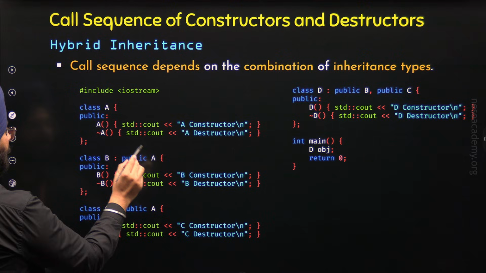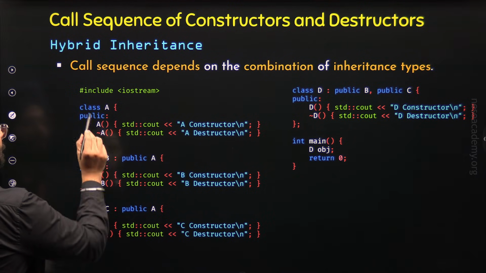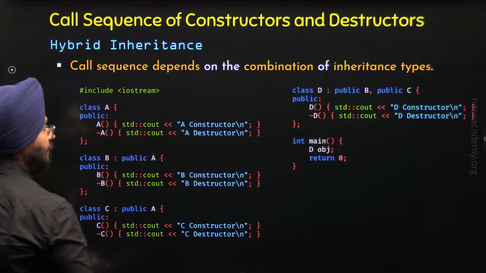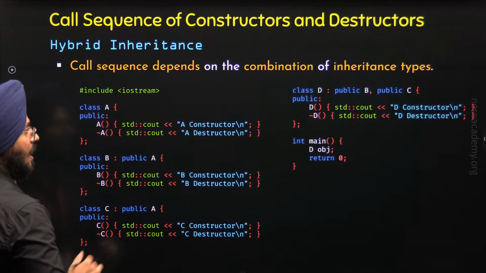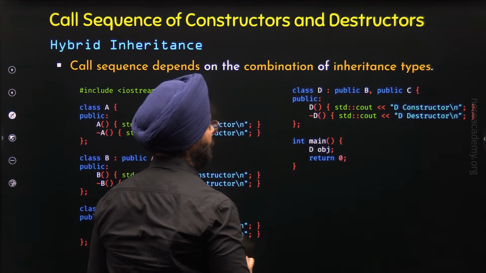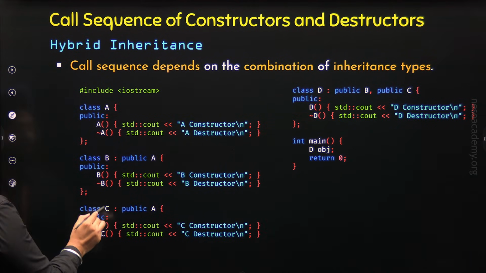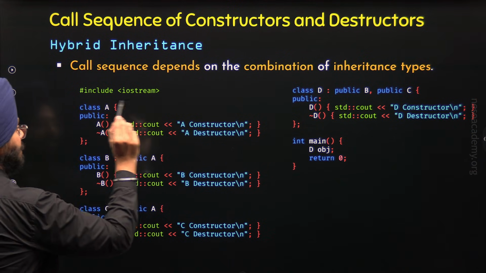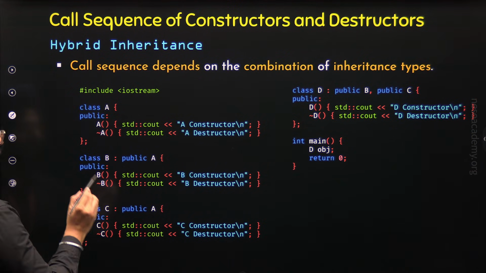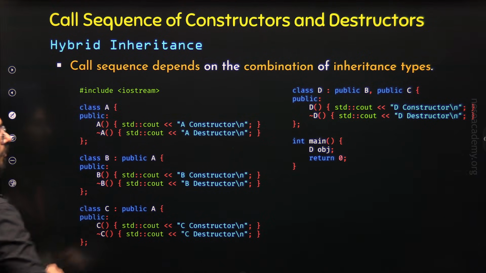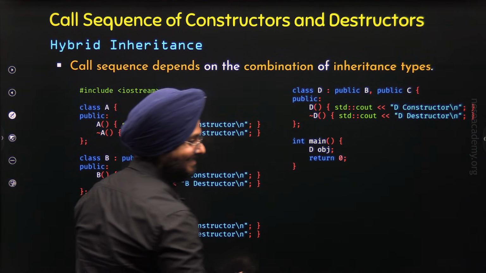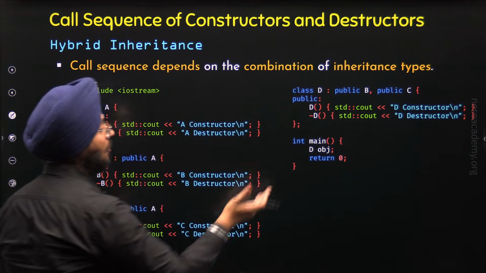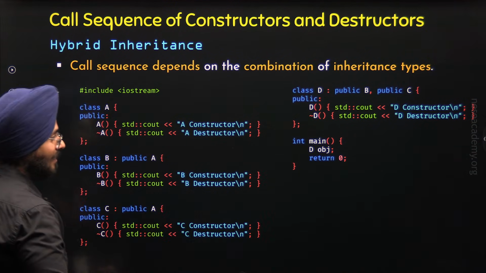Class B is inheriting from class A. So the constructor of class A will be called first, and then the constructor of class B will be called. After this, we have class C over here, and we know class C is inheriting from class A. Therefore, the constructor of class A will be called first, and then the constructor of class C will be called. Finally, the constructor of class D will be called. Because we have created the object of class D only.